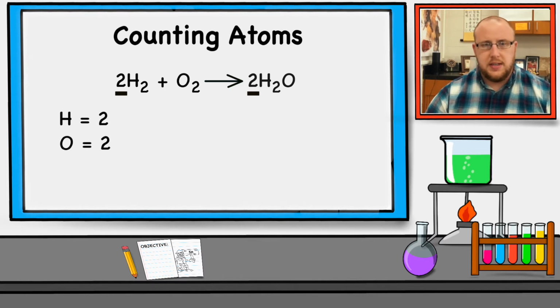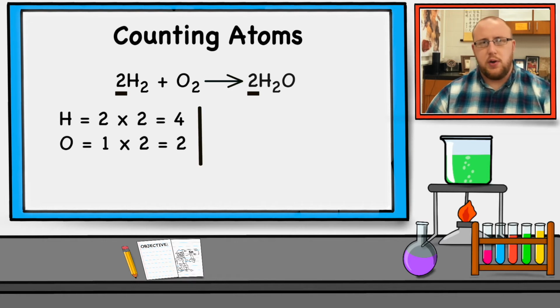Our hydrogen has a subscript of 2, so there's 2 of them, and we have 2 sets of those, so 2 times 2 is 4. Our oxygen has a subscript of 2 with nothing in front of it, so we're going to assume that's 1. So 1 times 2 is 2, so we have 4 hydrogens and 2 oxygens. Now we go to our product side. Let's see if that matches up.